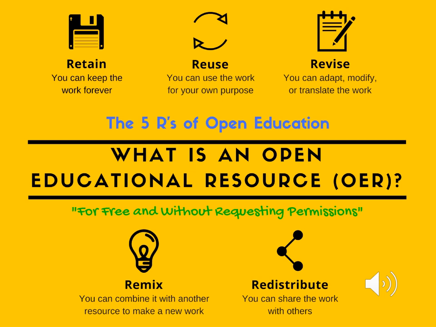Three, to revise. You can adapt, modify or translate the work. Four, remix. You can combine it with another resource to make a new work. Finally, five, redistribute. You can share the work with others. A plethora of possibilities that are hard to achieve in the traditional way of authoring and publishing.